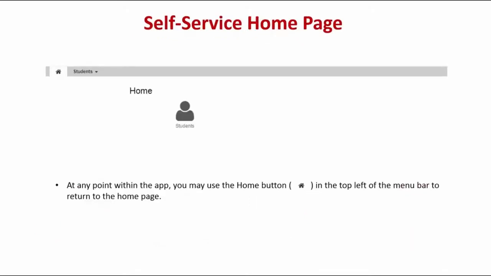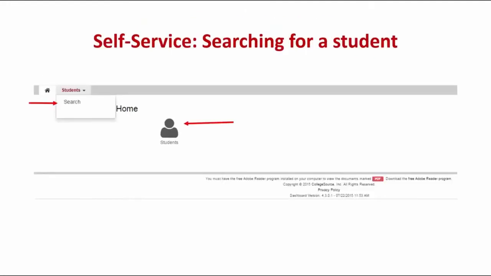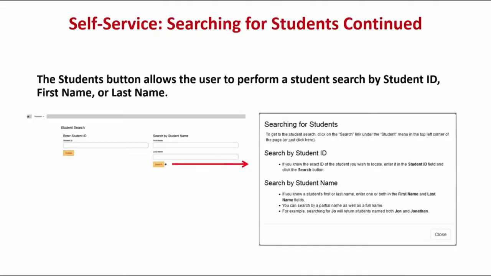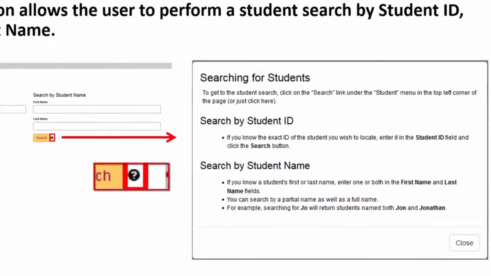When you first access SelfService, your home page will have a drop-down box for students and an icon for students. The search for a student can start by either clicking on the drop-down box next to Students and then selecting Search, or you can click on the students icon. The Students button allows the user to perform a student search by student ID, first name, or last name. The question icon opens an information box with instructions on how to search for a student.